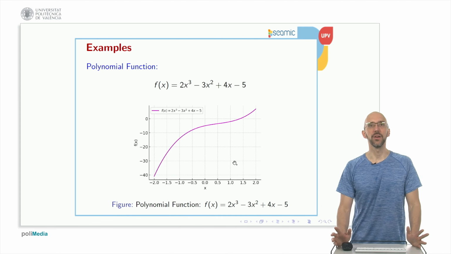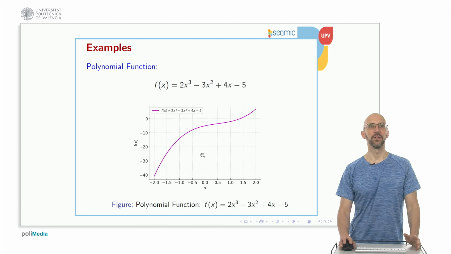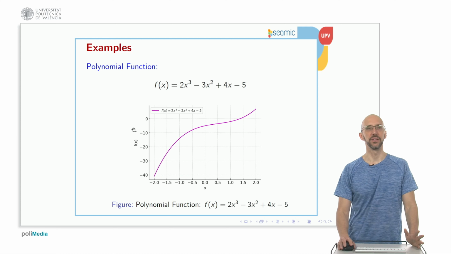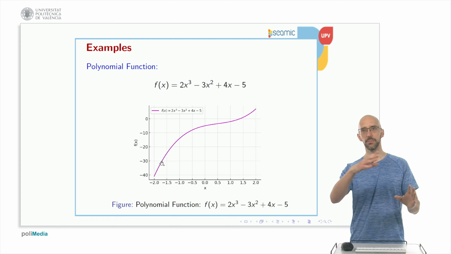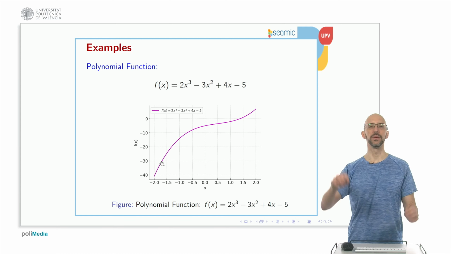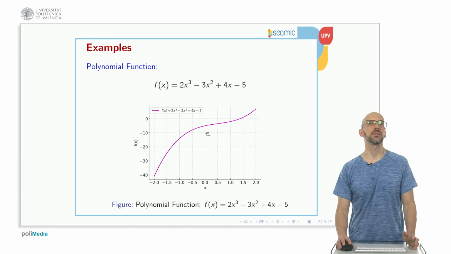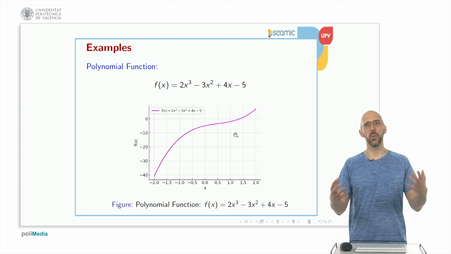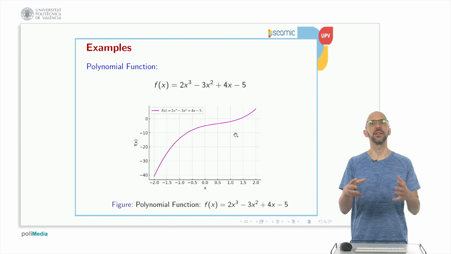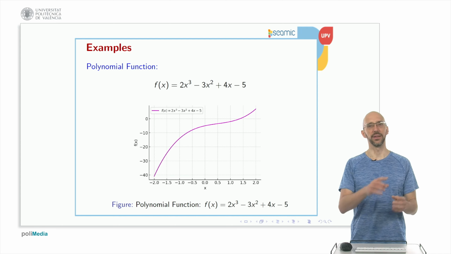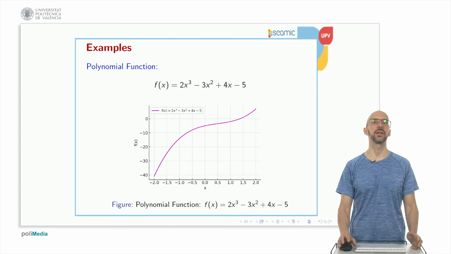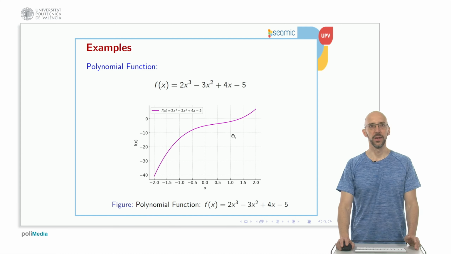Okay, polynomial functions. Let's combine some power functions like this: 2x cubed minus 3x squared plus 4x minus 5. The shape resembles the one of x cubed, and the plot is like the one you see here. How do you obtain this graph? Just by giving values to x. At the end, you can join all the values and see the shape of the function.